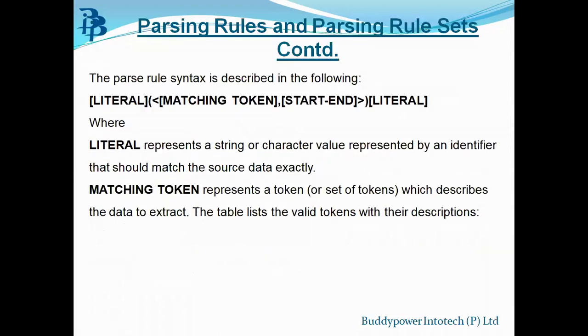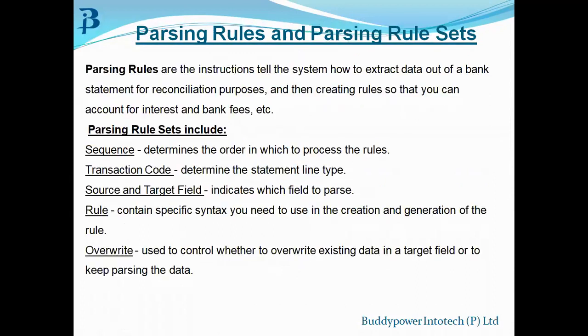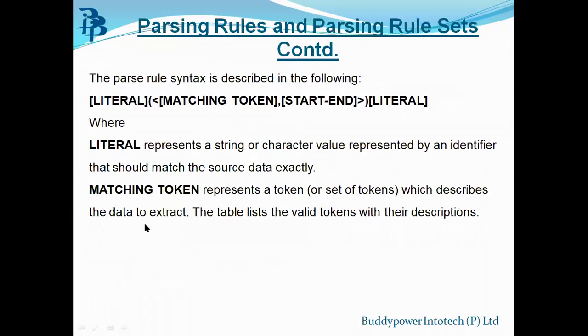Then we have this parse rule syntax I was just mentioning here. The rule contains a specific syntax you need to use in the creation and generation of the rule. Now, this is the parse rule syntax, which is described as follows: literal, matching token, and then start and end. Literal represents a string or character value, represented by an identifier, that should match the source data. This is all technical, but to understand what a parse rule is in a very vague manner, we will go through what it means.